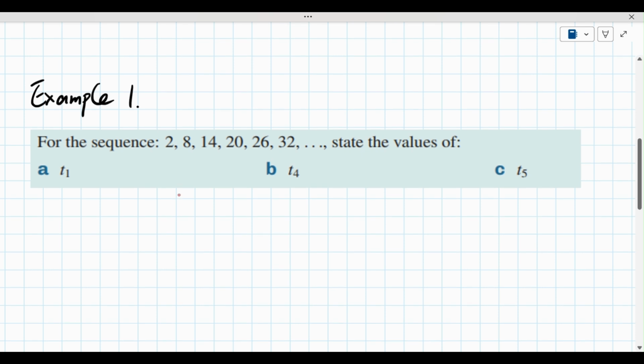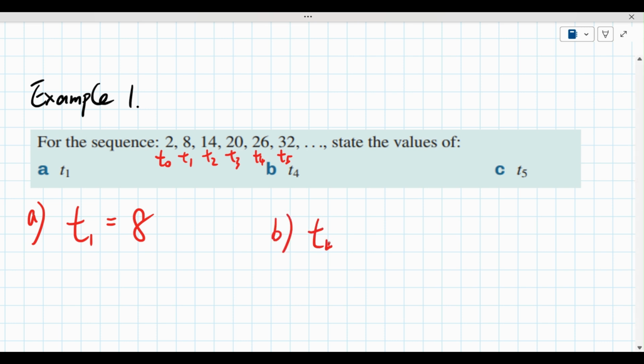Okay, so first things first, let's start with question A. T1 is equal to something, so it's just 2. Sorry, T0 is the initial. T0, T1, T2, T3, T4, T5. Okay, so T1 is equal to 8. So T4 will be equal to 26, and T5 will be equal to 32.